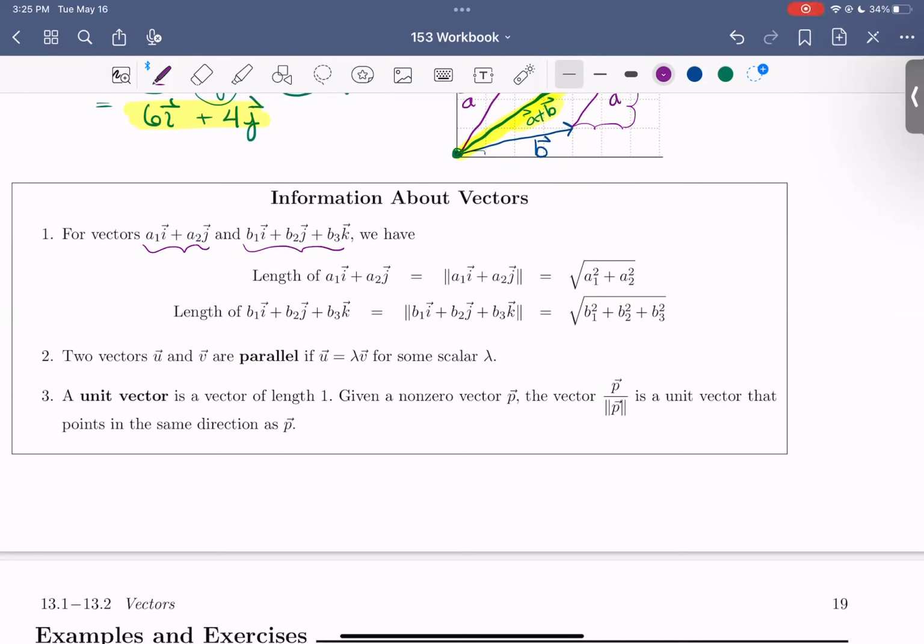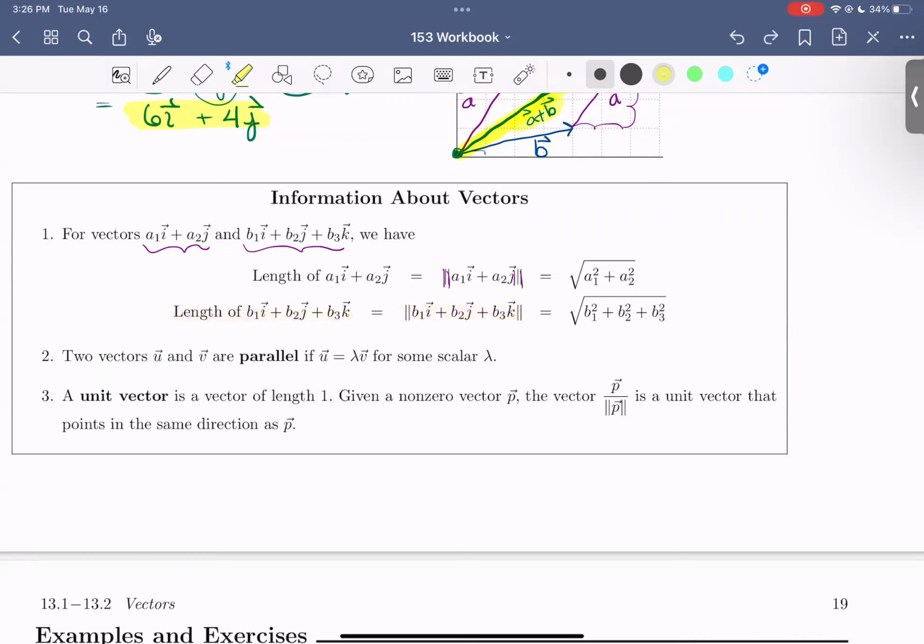Okay, so the length of a1i plus a2j is just its magnitude, using the double absolute value bars, which is equal to the square root of those components, a1 squared plus a2 squared. So we saw that above. In the same way, we can consider the length of a vector in 3 dimensions. It's going to be a very similar formula, and you could think about why that is. It's going to again use the Pythagorean theorem. The magnitude of such a vector is going to be the square root of the sum of the squares of the components.